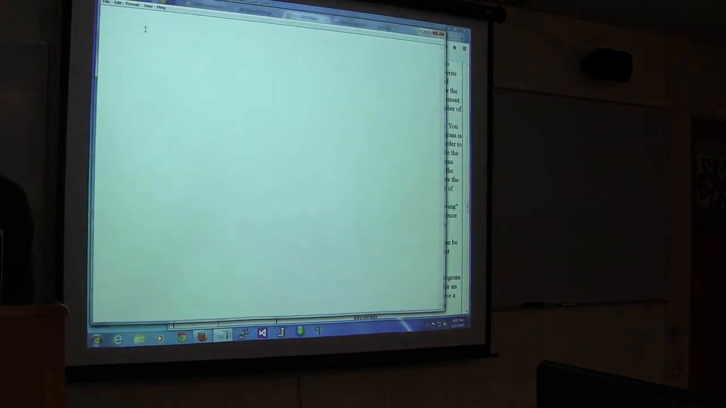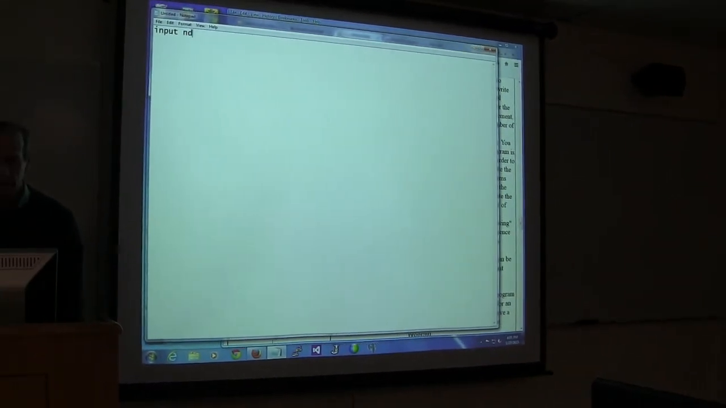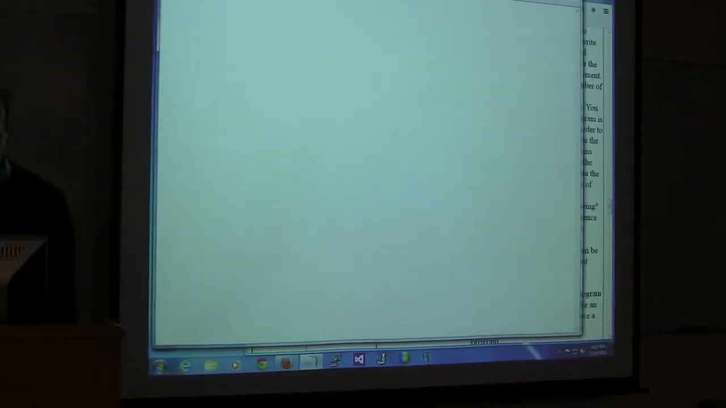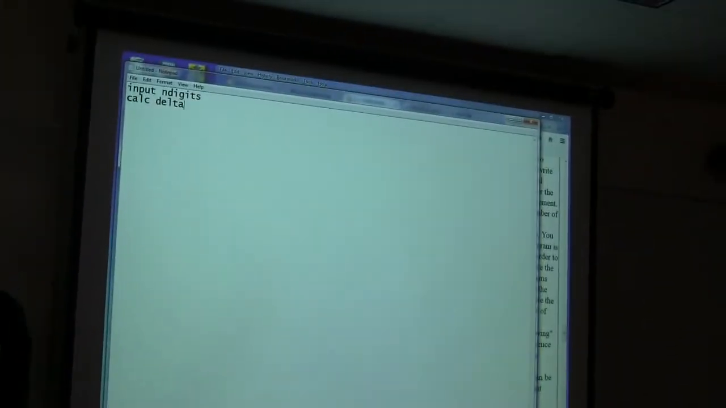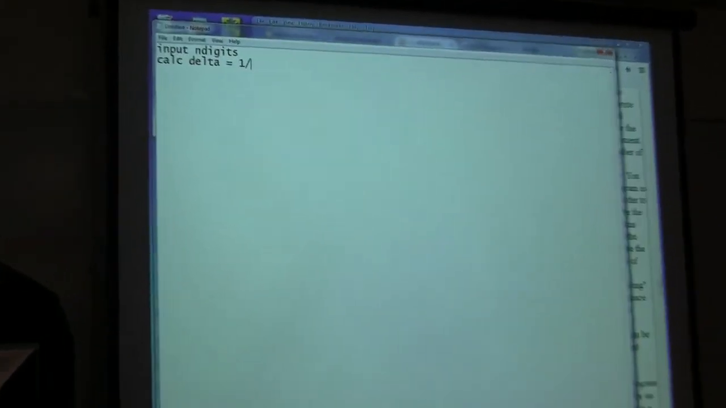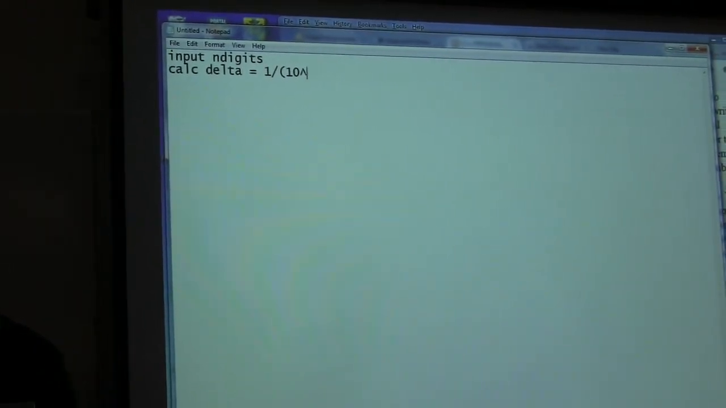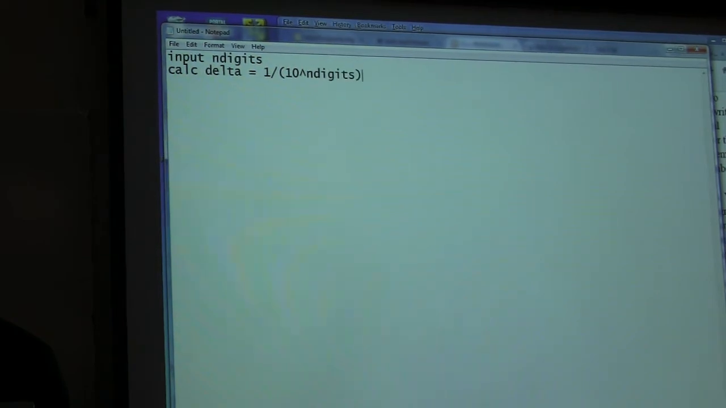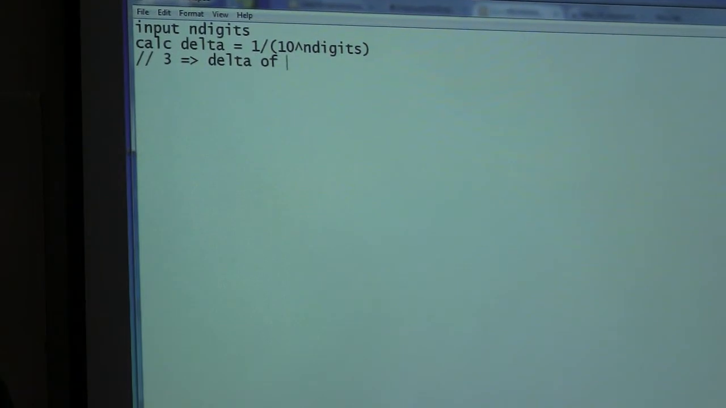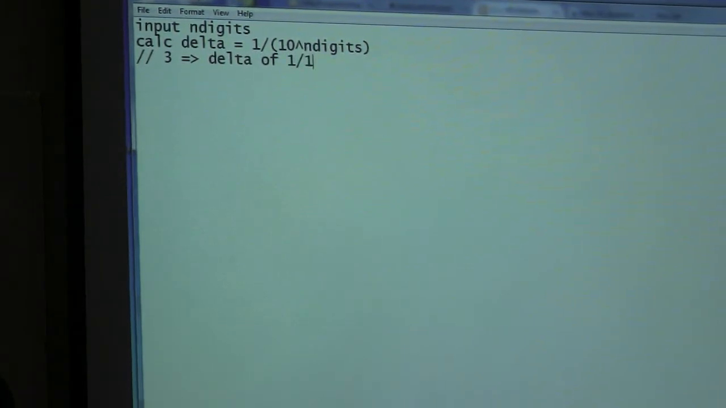So you input n digits. All right. Calculate delta as 1 divided by 10 to the n digits. All right. So 3 significant digits becomes a delta of 1 thousandths.